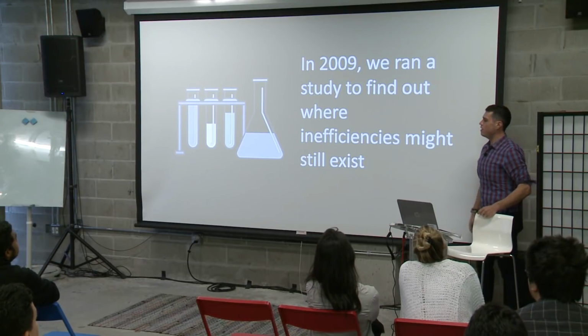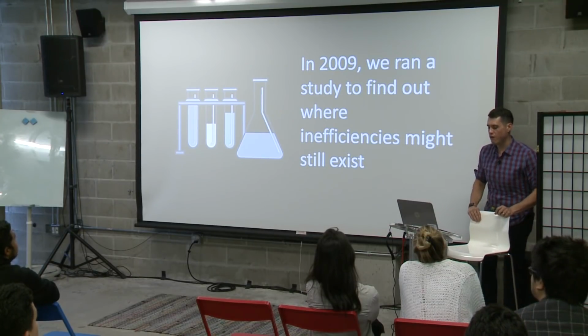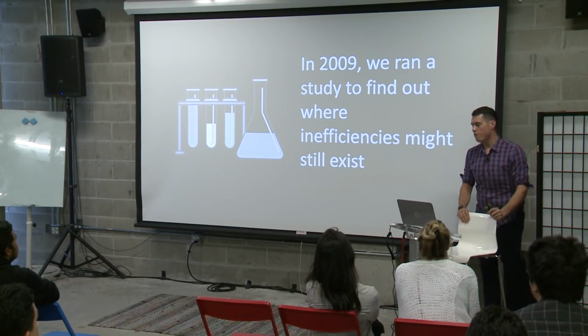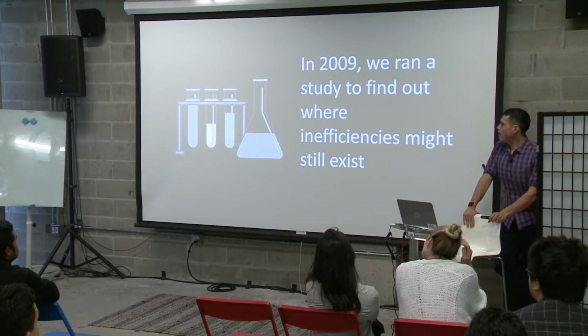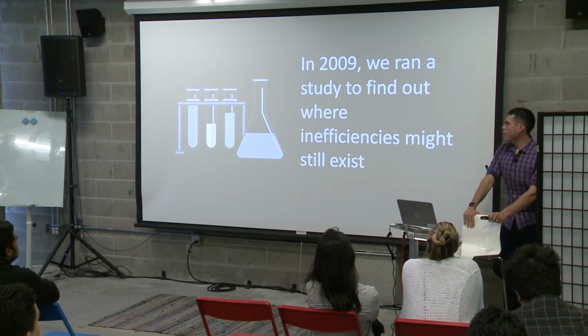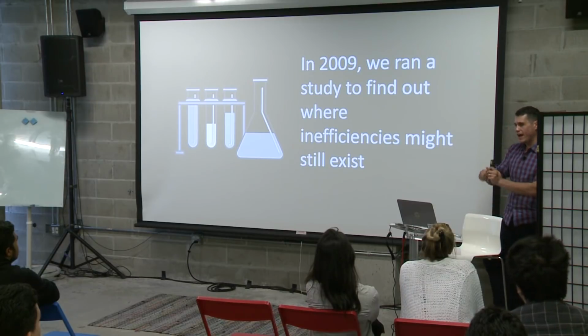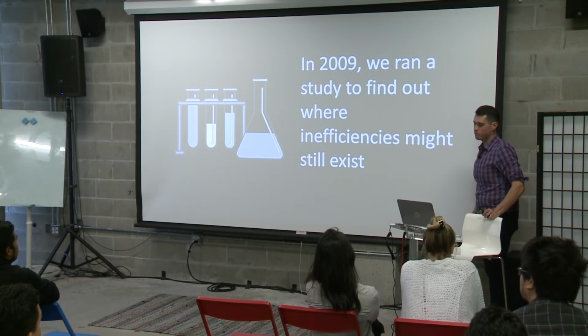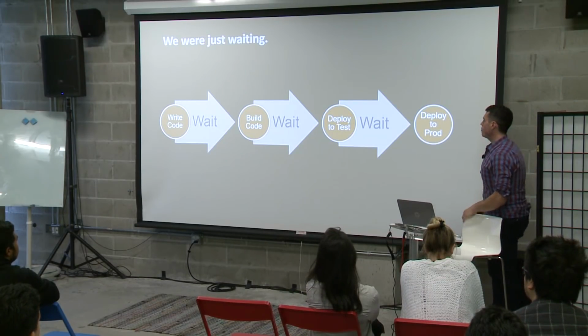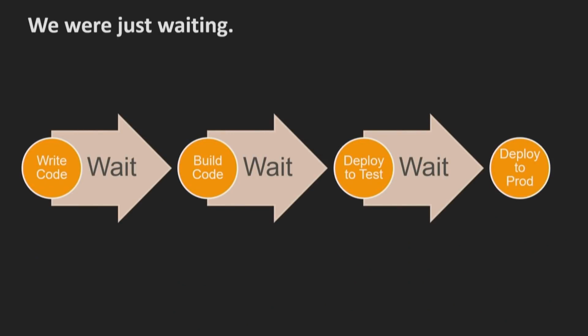In 2009, internally, they ran a study. They were trying to figure out, okay, we've moved to this model, but how else can we improve? Where else do we have the ability to wring out waste from this process? And what was found through talking to developers, monitoring teams, and looking through the data is that there were lots of waits built into the process.